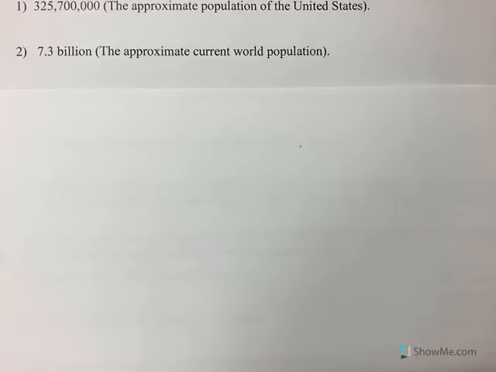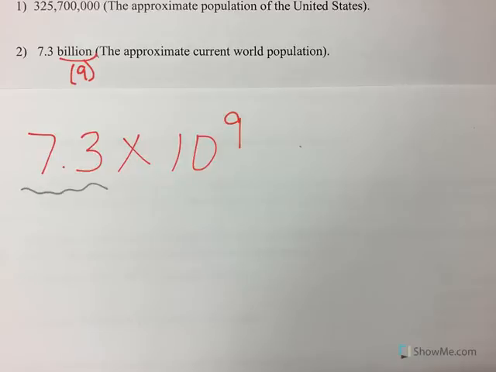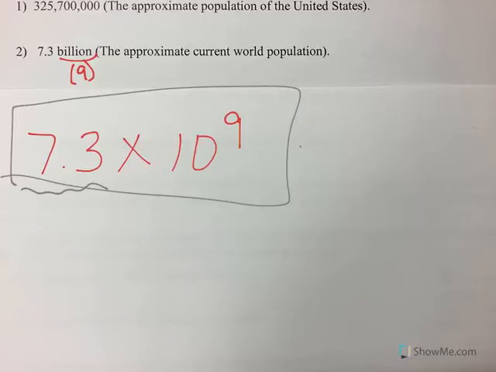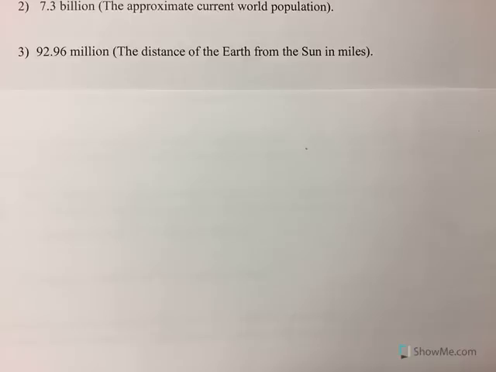7.3 billion. This gets into our number sense with powers of 10. Recall from a previous video that billion means 9. So I could take my front number, 7.3, and billion simply means times 10 to the 9th. Well, 7.3 is already between 1 and 10, so the approximate current world population of 7.3 billion, there it is in scientific notation. Now, unfortunately, not everything is that easy.